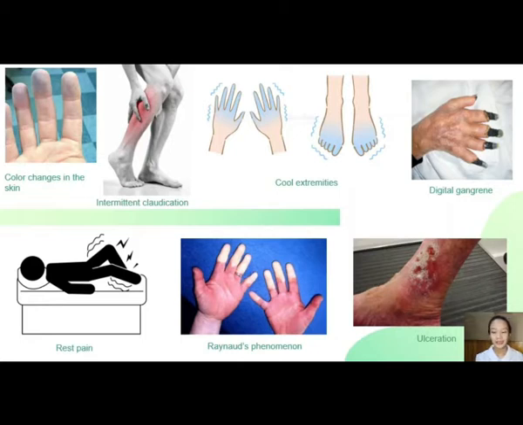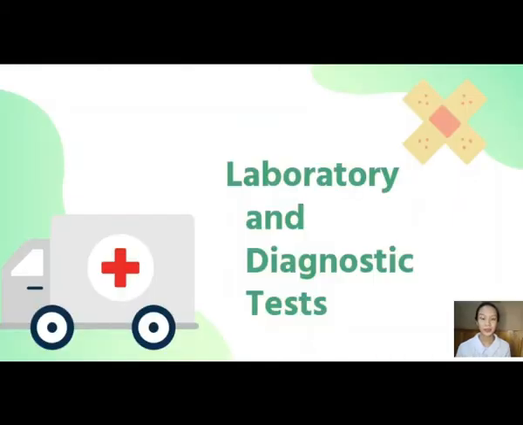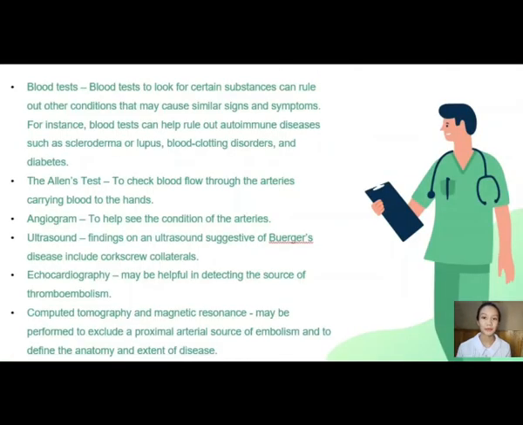And these are the signs and symptoms that you can see when a patient has thromboangiitis obliterans or Buerger's disease. Next, we have the laboratories and diagnostic tests. First, we have blood tests. Blood tests can be done to look for certain substances that can rule out other conditions that may cause similar signs and symptoms. For instance, blood tests can help rule out autoimmune diseases such as scleroderma, blood clotting problems or disorders, and diabetes. Next, the Allen's test.